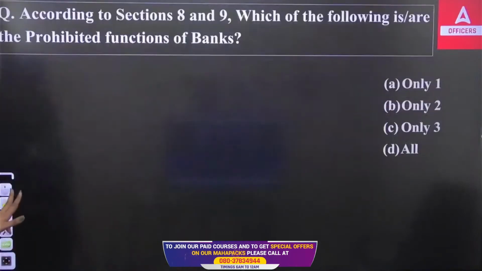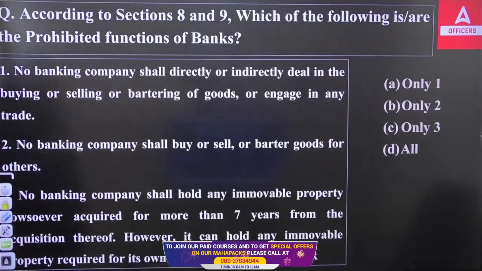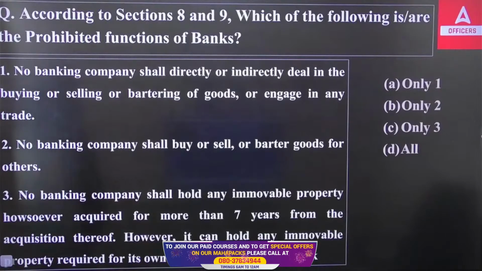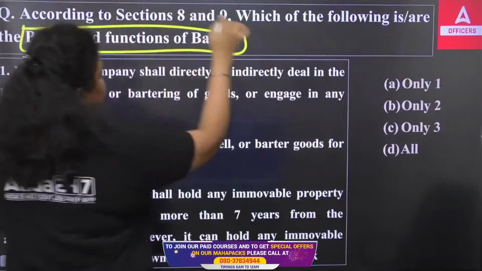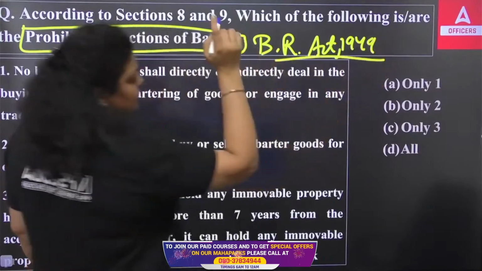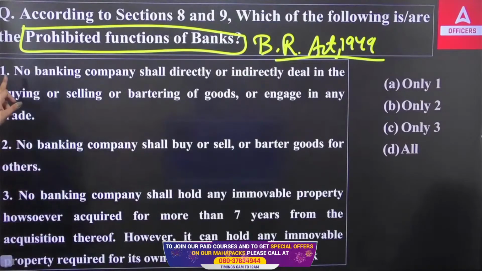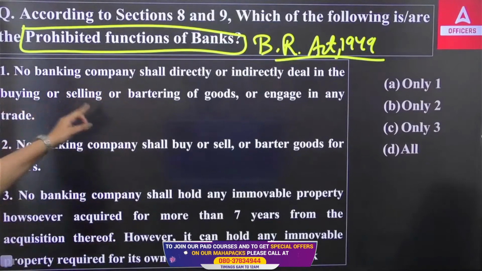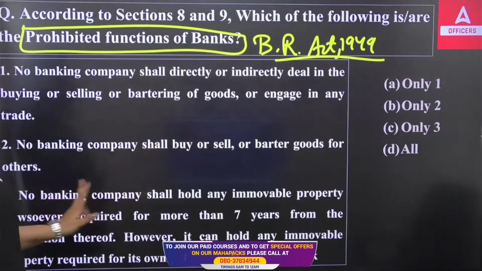Okay, next question. According to Sections 8 and 9, which of the following is the prohibited function of the banks? So first of all, which act are we talking about here? It's very simple. You are talking about the prohibited functions of a bank. The functions of banks are defined under the Banking Regulation Act 1949. It defines what a bank will do. So first is, no banking company shall directly or indirectly deal in the buying or selling or bartering of goods or engage in any trade. No banking company shall buy or sell or barter goods for others.